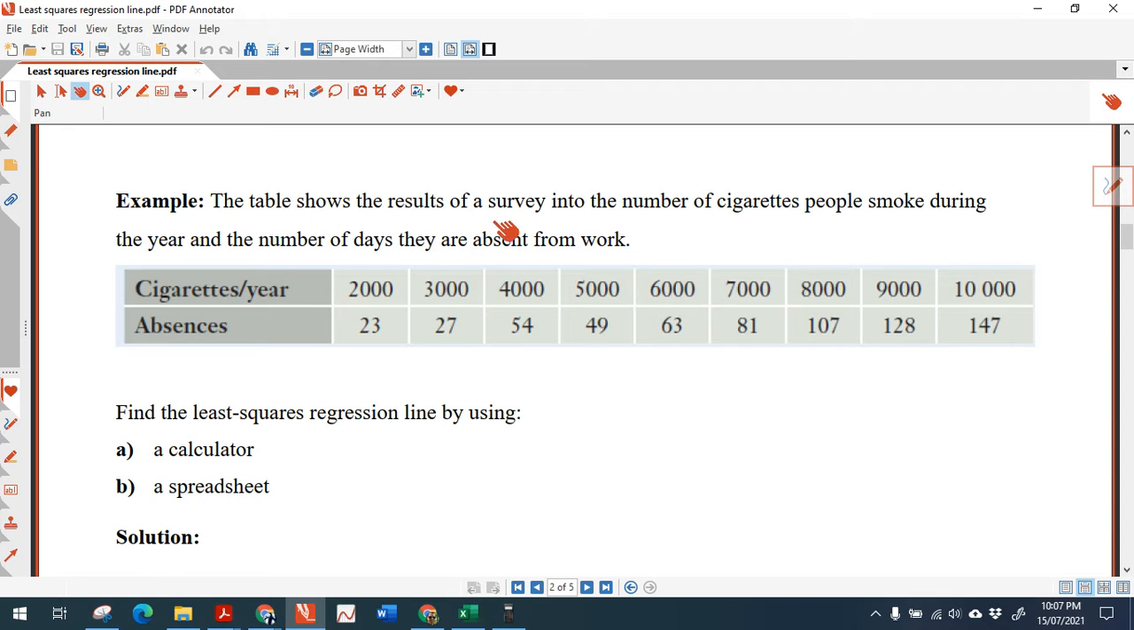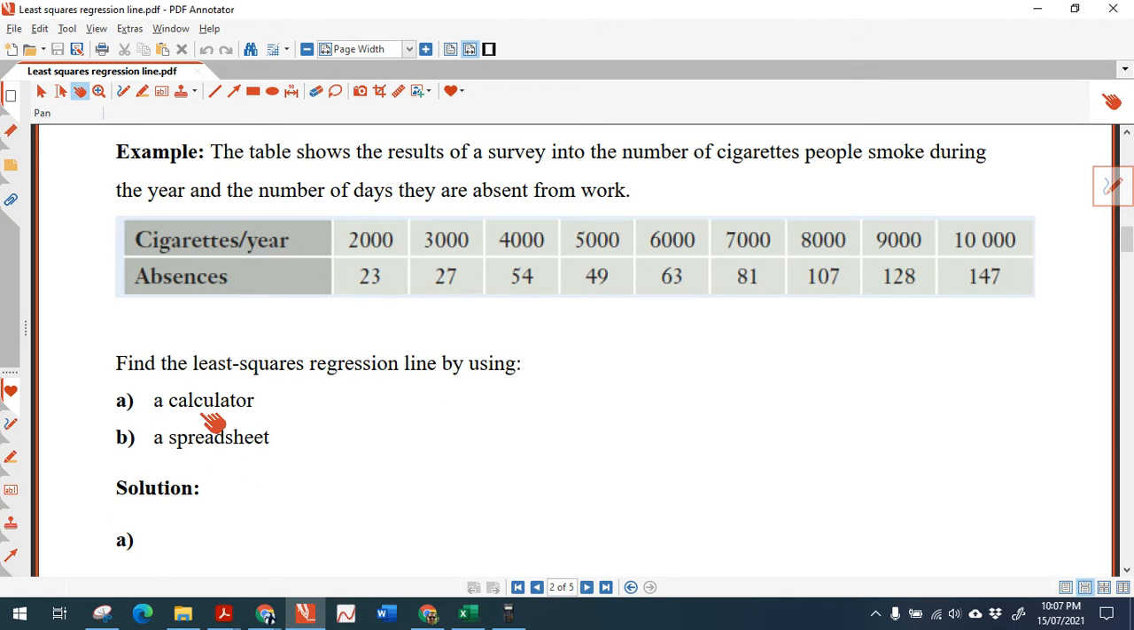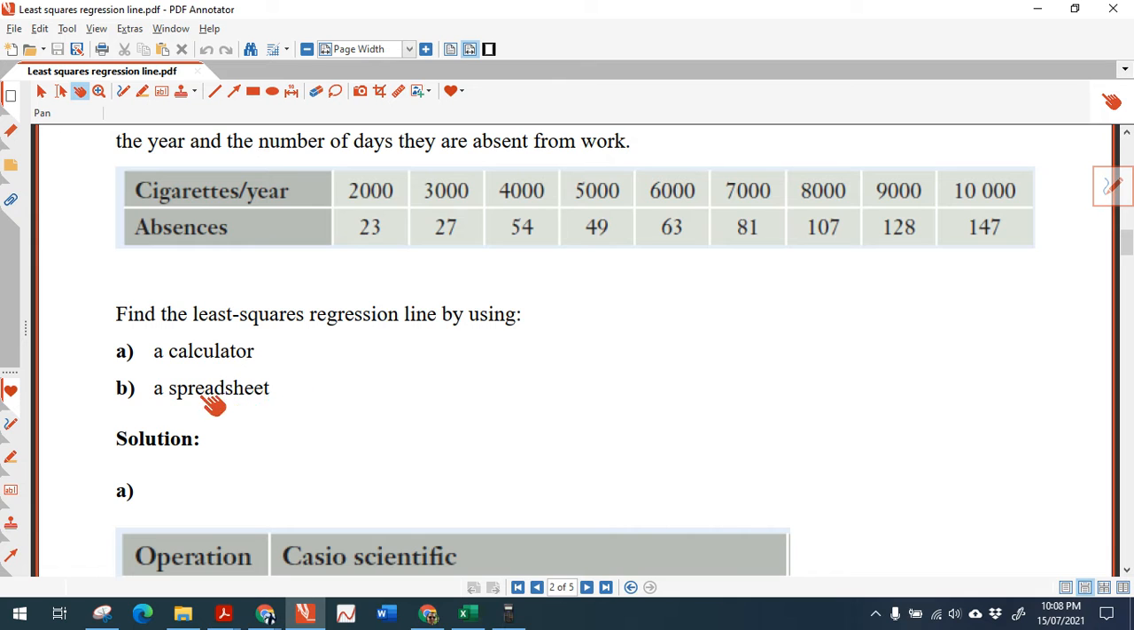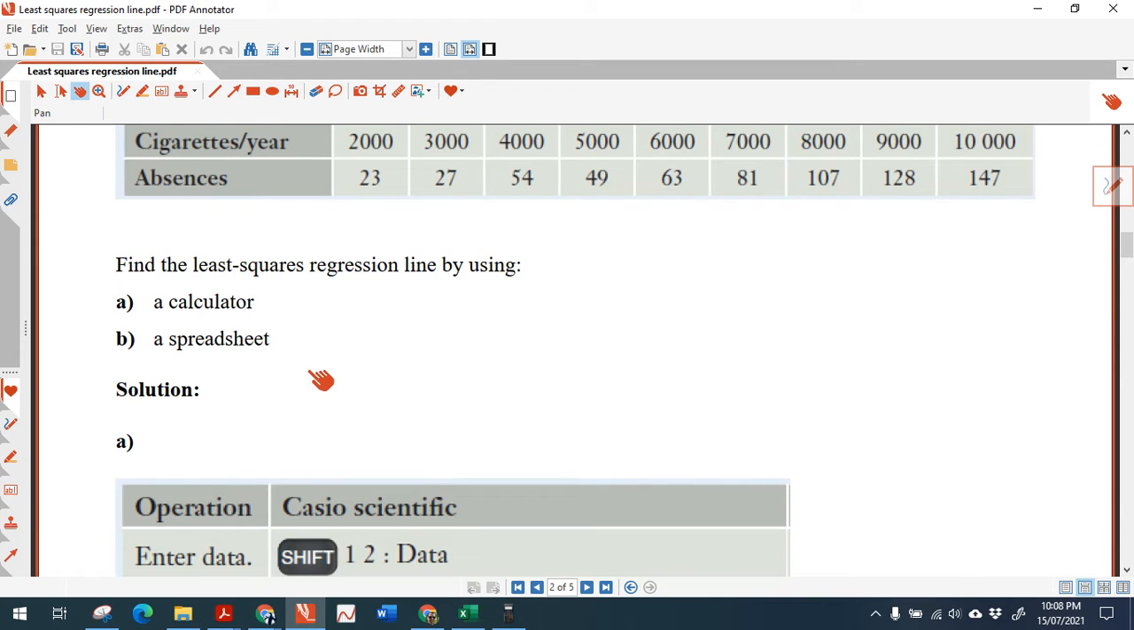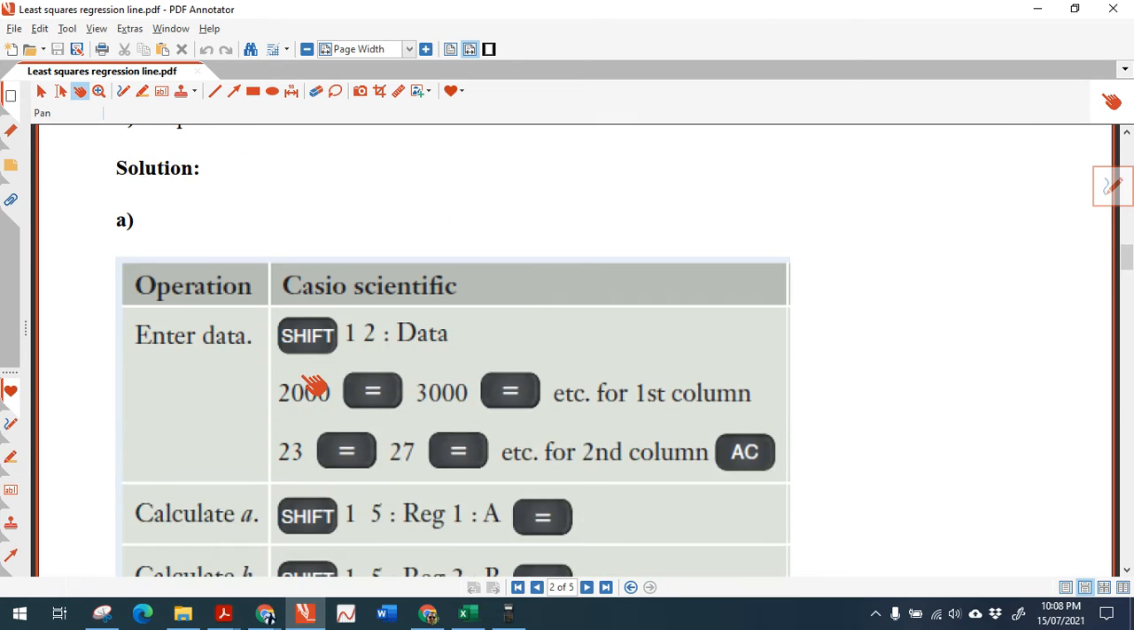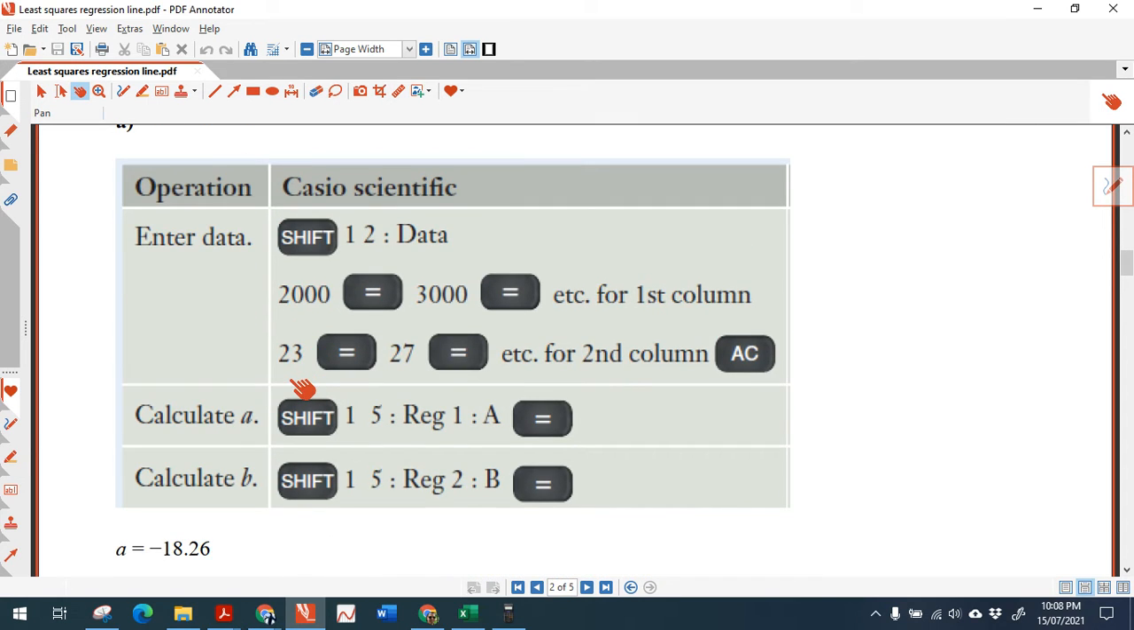The table shows the results of a survey into the number of cigarettes people smoke during the year and the number of days they are absent from work. So here is our data. We've got to find the least squares regression line by using a calculator and a spreadsheet. Well, the calculator is actually going to give us the equation, and then you can draw the least squares regression line. And the spreadsheet will do both for you. So what I'd like you to do is to get your calculator ready, and here are the instructions. Okay, so we're going to follow these instructions together.